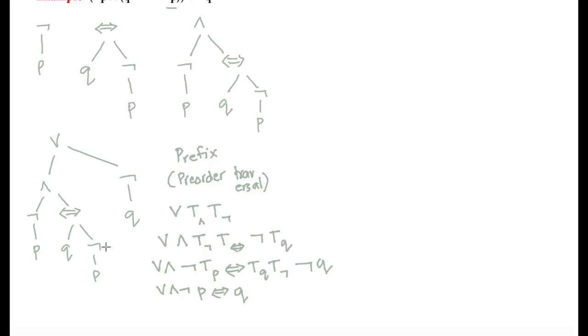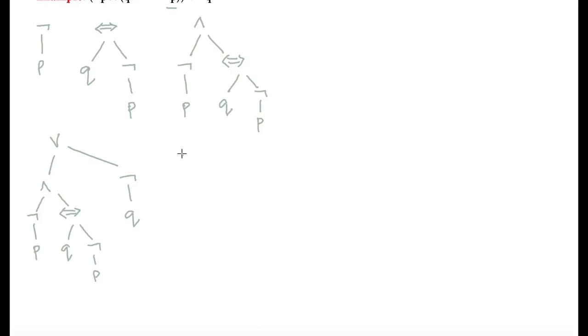Then the tree rooted at this NOT is this NOT, and then the tree rooted at P, and then we have NOT and Q, and this tree rooted at P is just P, so I'll just copy everything. Once I copy everything, I have this representation as a prefix notation or Polish notation of this tree. Now let's go to the postfix notation, which uses the post-order traversal.